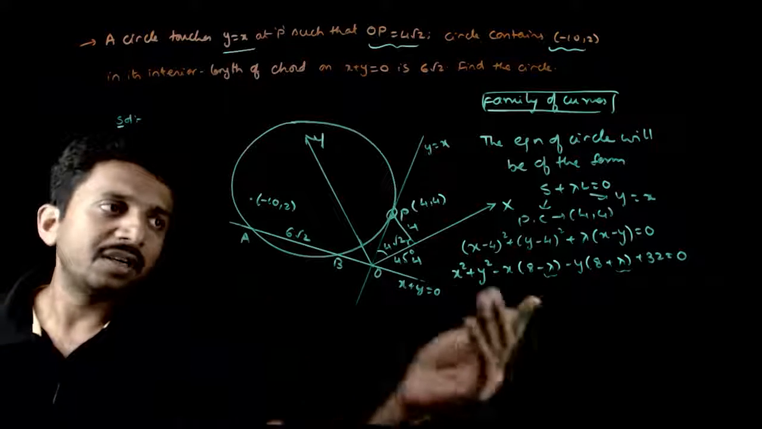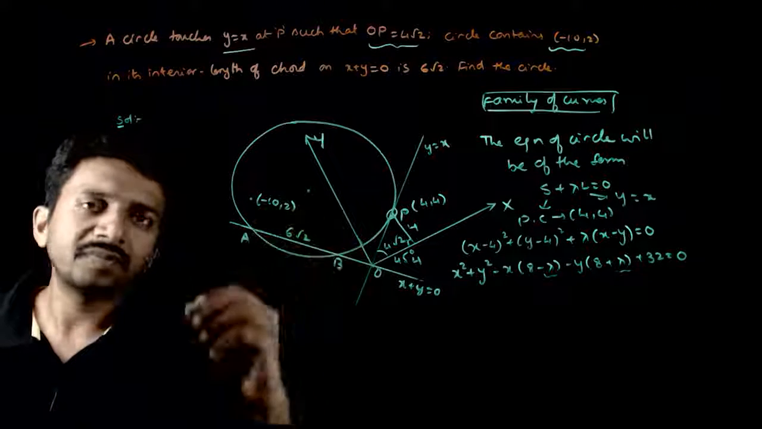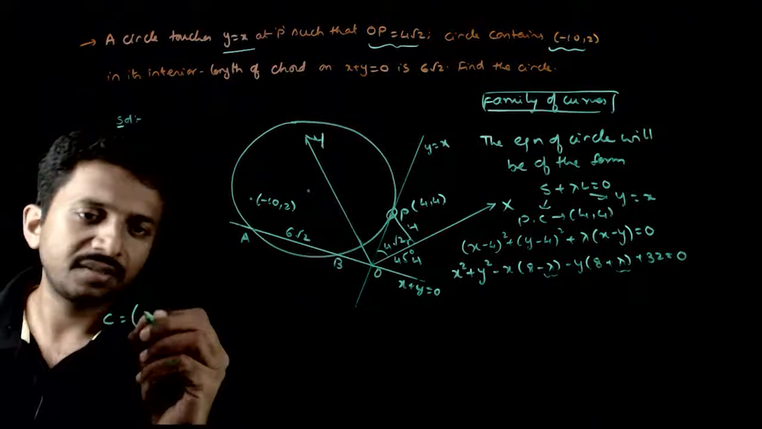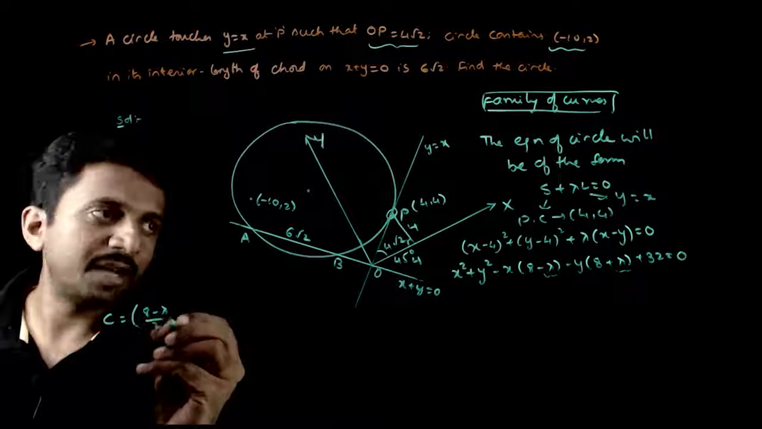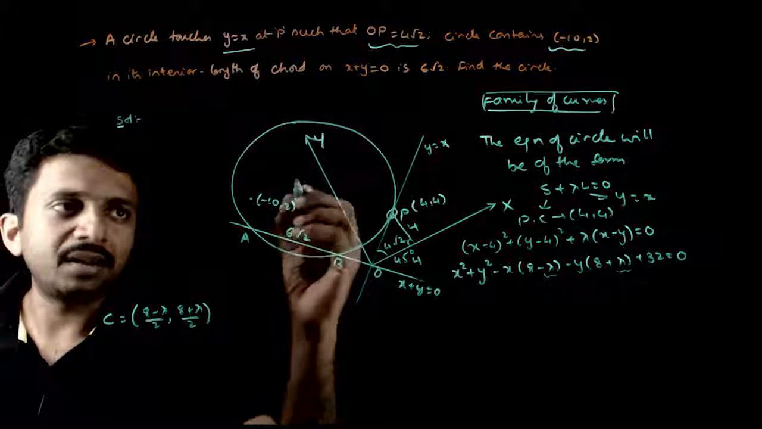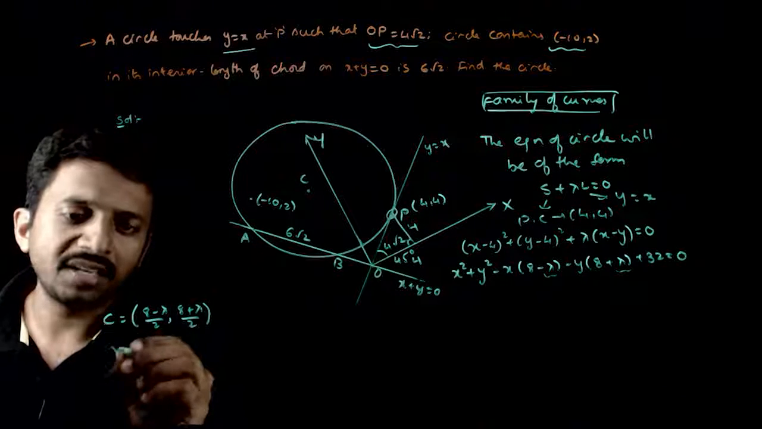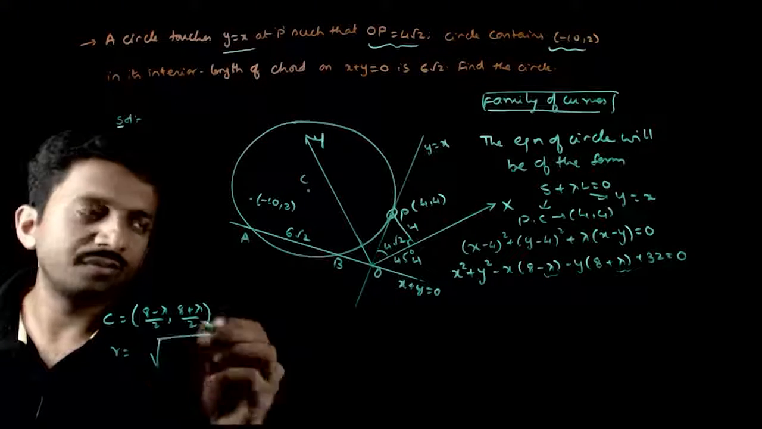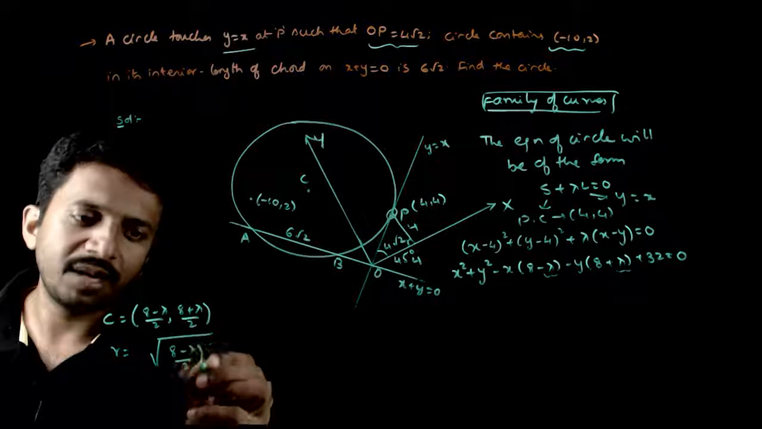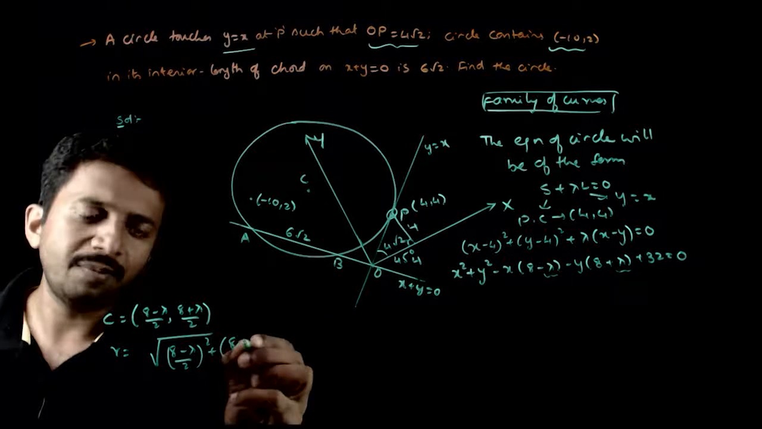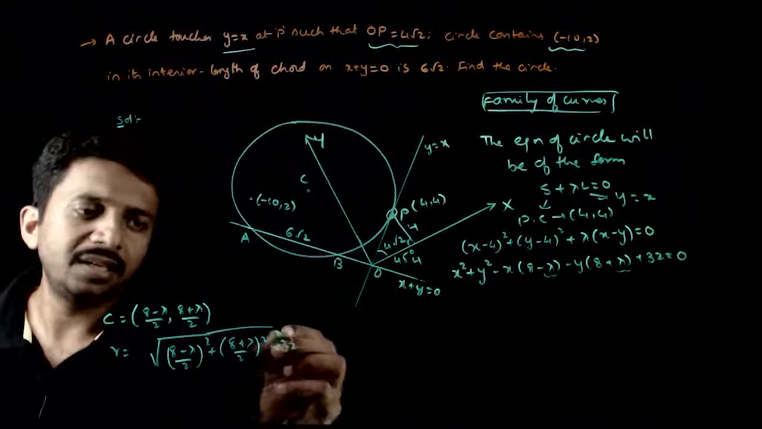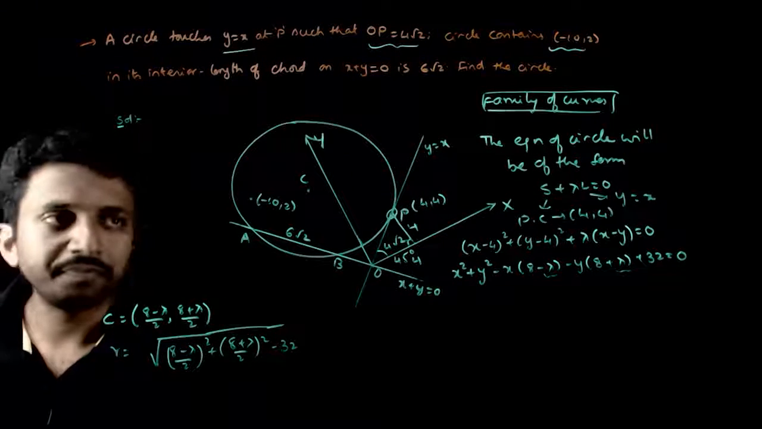Now what is the center of the circle? The center of the circle is ((8 minus lambda)/2, (8 plus lambda)/2). And what is the radius of the circle? Radius is root of g square plus f square minus c. It is ((8 minus lambda)/2) whole square plus ((8 plus lambda)/2) whole square, that is g square plus f square, minus 32. This is the radius of this circle.